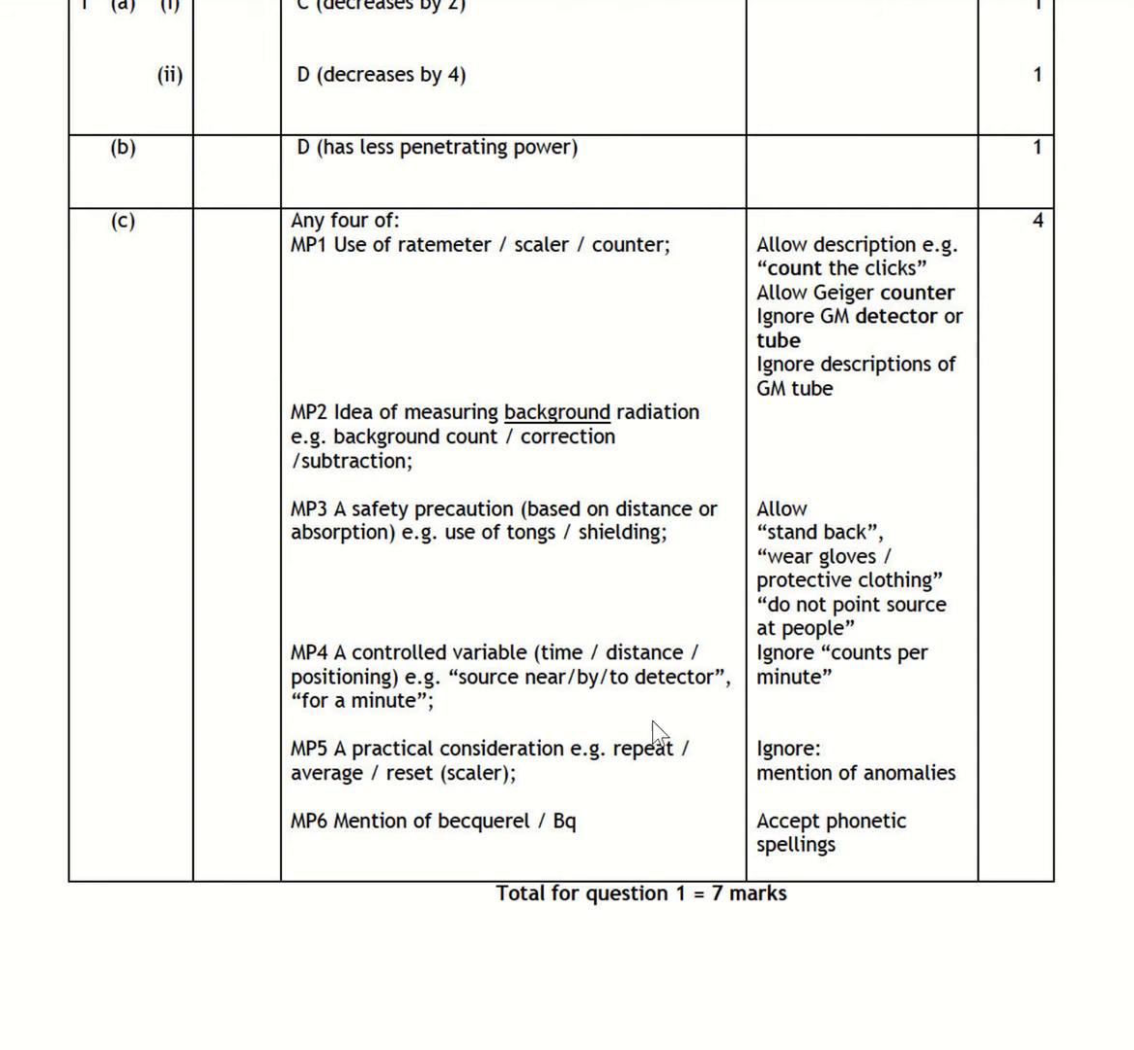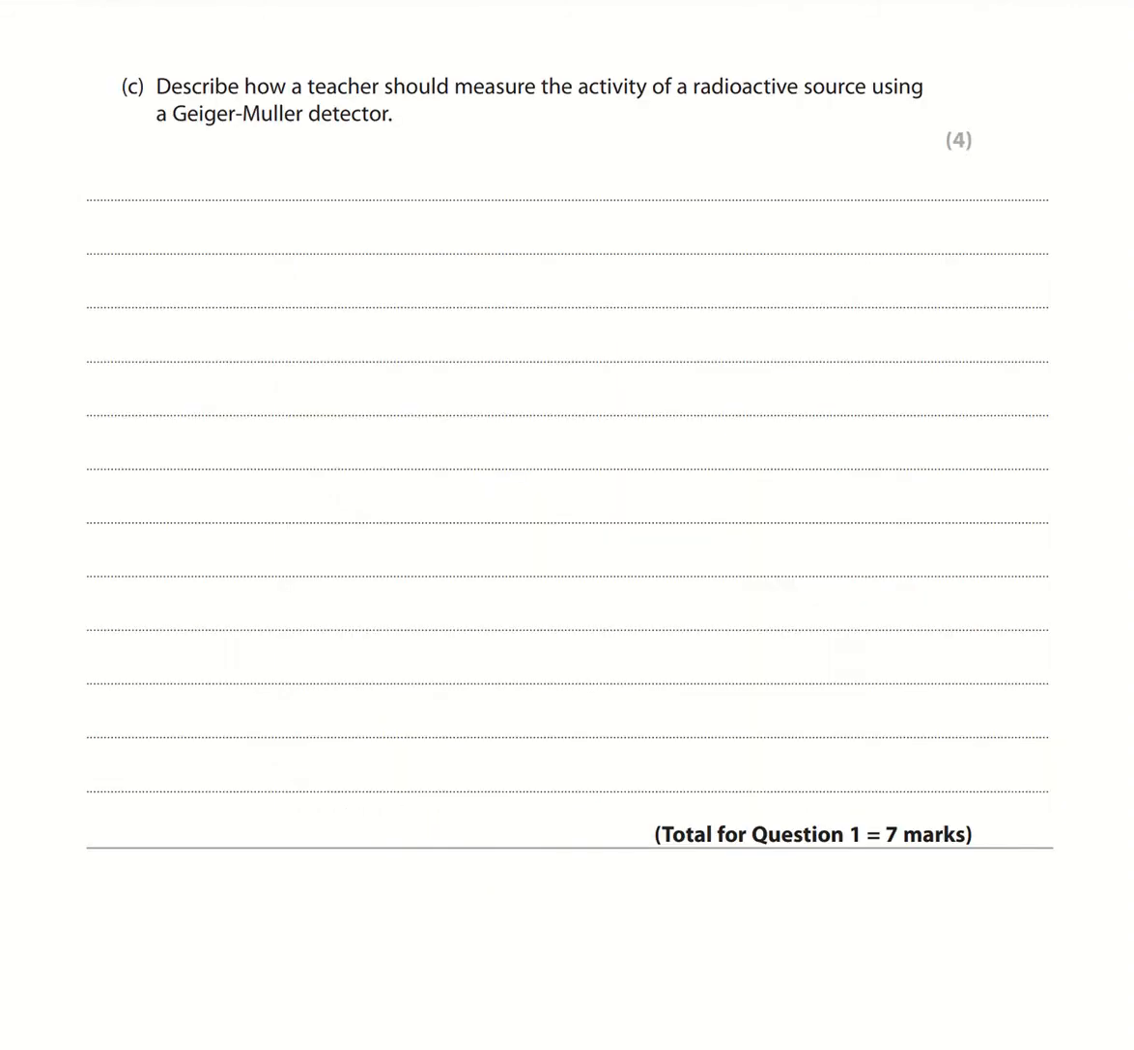The distance and the time should be controlled, and repetition and getting the average, and also mention of becquerel. So that's how a teacher should measure the activity of a radioactive source.